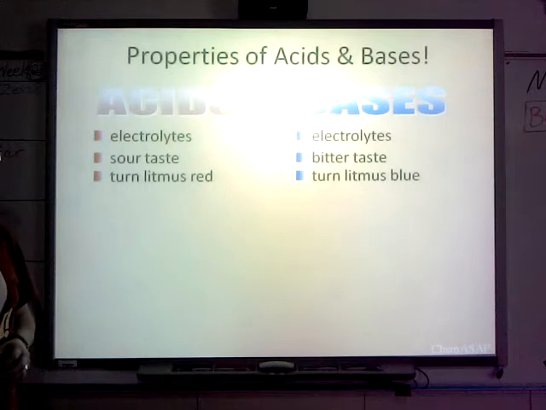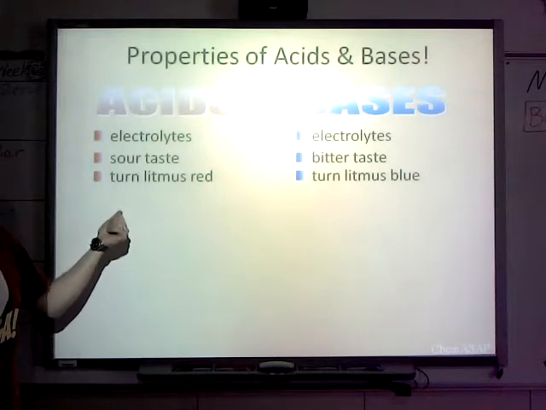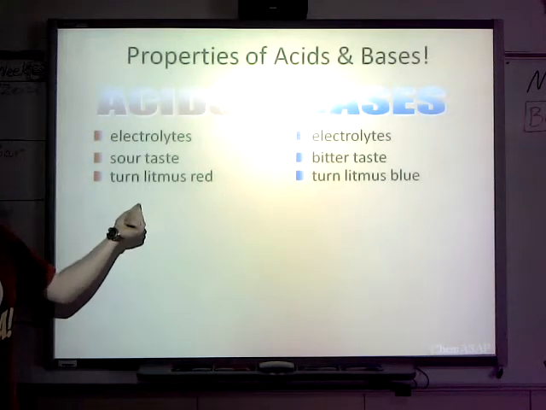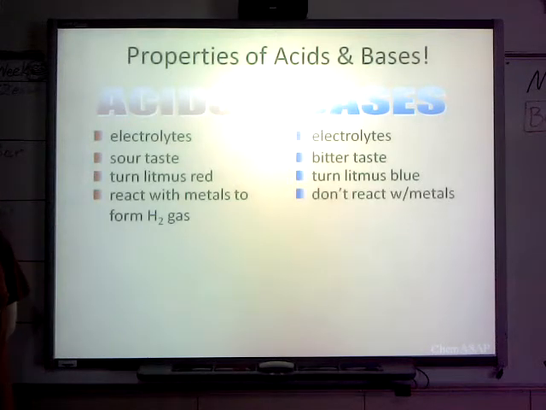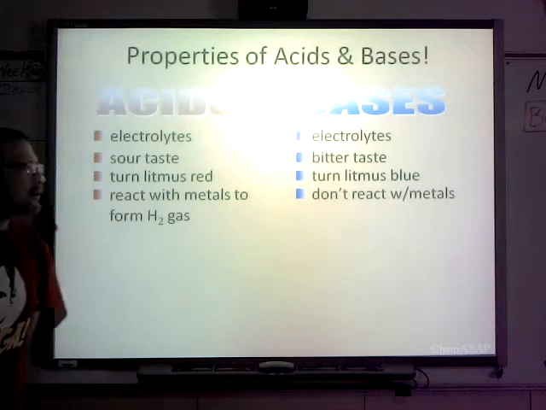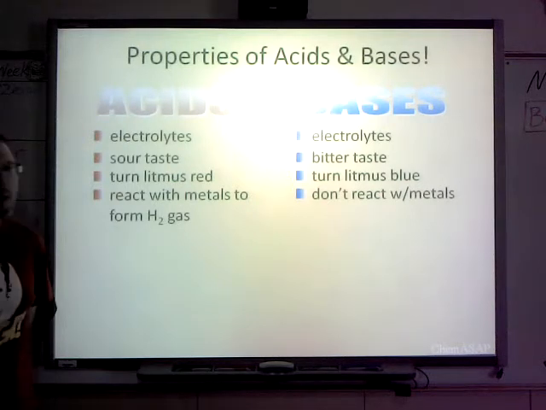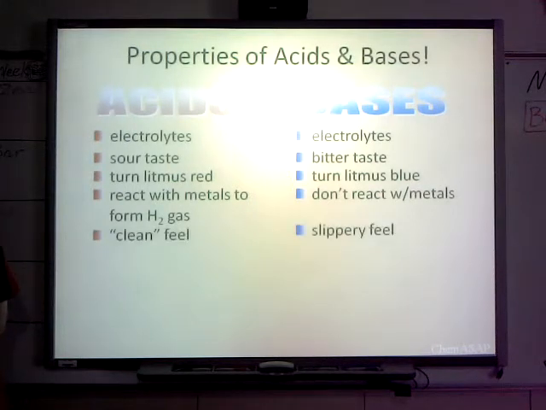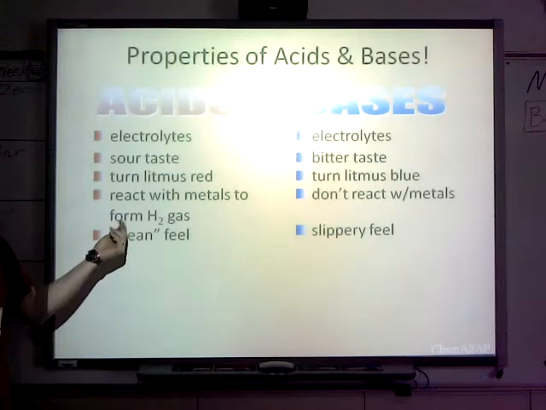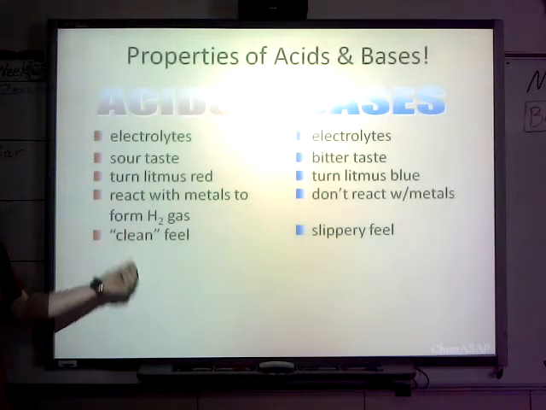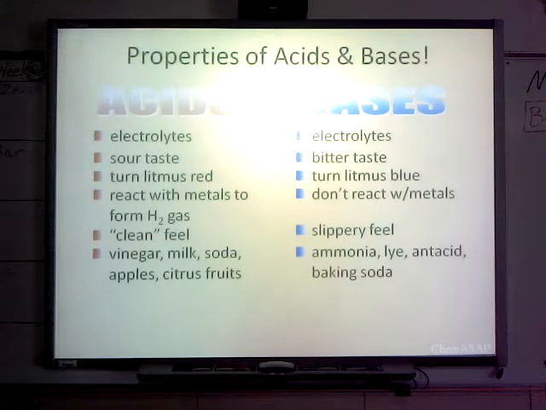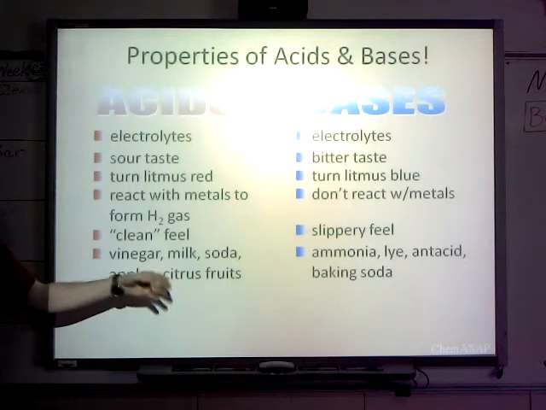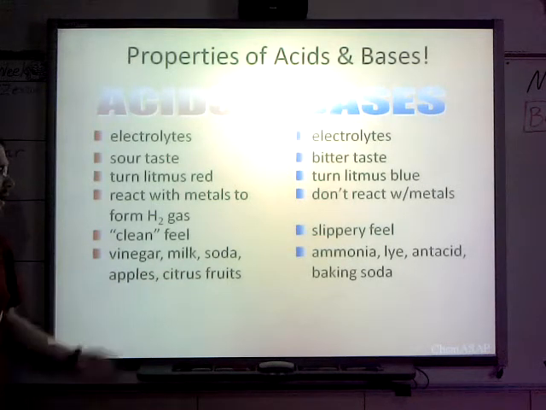Acids turn litmus paper red. Litmus paper is an indicator, and there are several others, but that's just one. Bases turn litmus paper blue. Acids react with metals to give off hydrogen gas. Bases don't react with metal. Acids don't really have much of a feel beyond just kind of feeling like water. Bases feel very slippery.